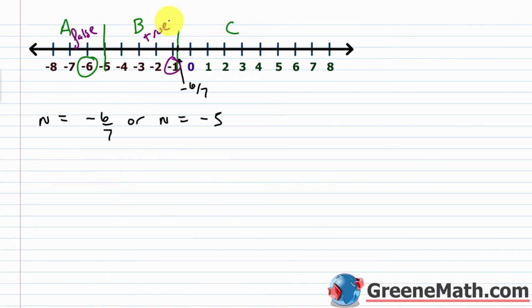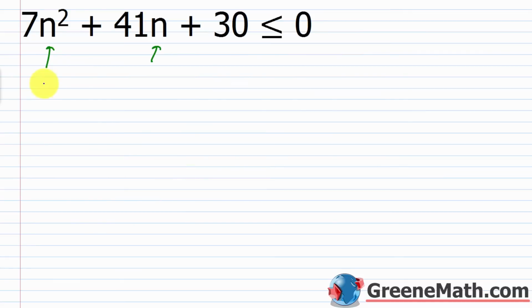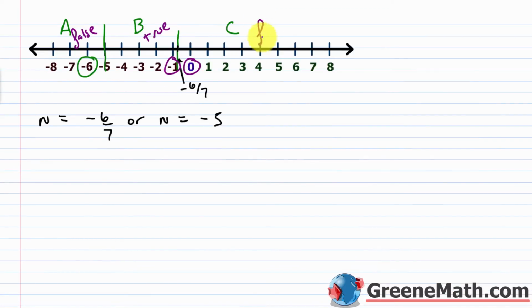So for region C, let's check 0. If I plugged in a 0 here and here, basically this would be gone. You'd have 30 is less than or equal to 0. That's false. So anything in region C would be false. So the only values that would work here, because we have a non-strict inequality, your endpoints will work, right? If I plugged in a negative 5 for n in that inequality, I get a true statement. If I plugged in a negative 6/7, I would also get a true statement. So those will be included.